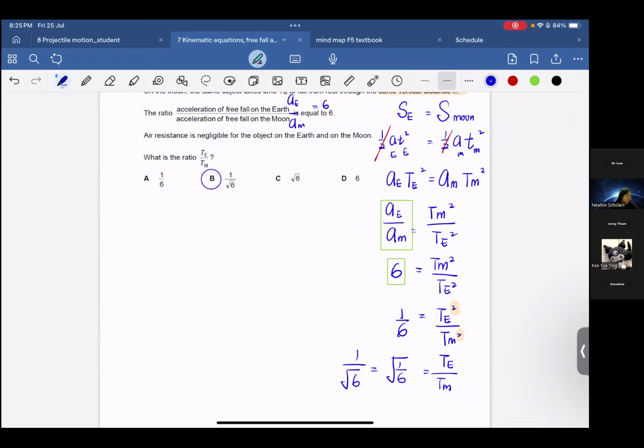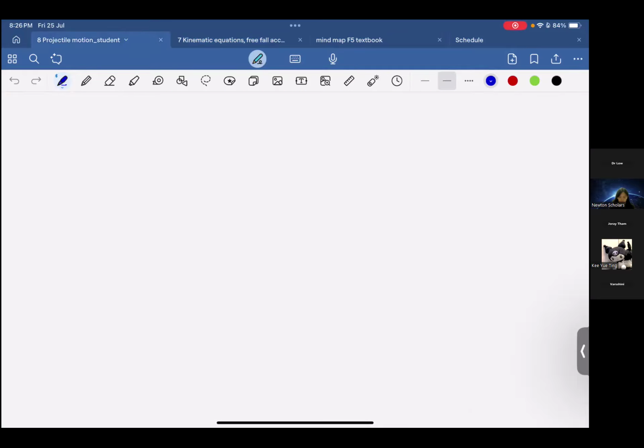Okay, boys and girls, get ready with your lesson number 8. Okay or not? If okay, then we go to lesson number 8, projectile motion. Okay, so I proceed. Here we go to lesson number 8.